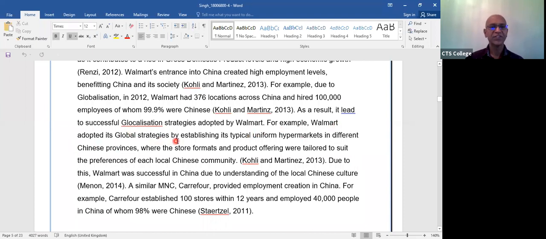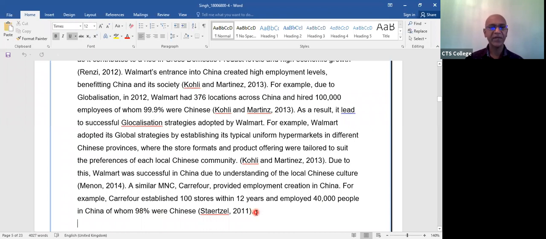Walmart adopted its global strategies by establishing its typical uniform hypermarkets in different Chinese provinces and so on, to tailor to the Chinese community. Due to this, Walmart was successful in China by understanding Chinese culture. A similar MNC, Carrefour, provided employment creation in China. Carrefour established 100 stores in 12 years and employed 40,000 people, 98% of whom are Chinese. This is also good.